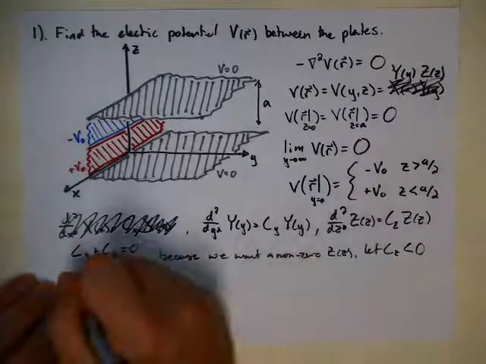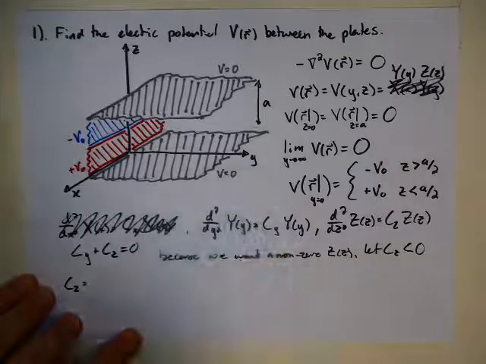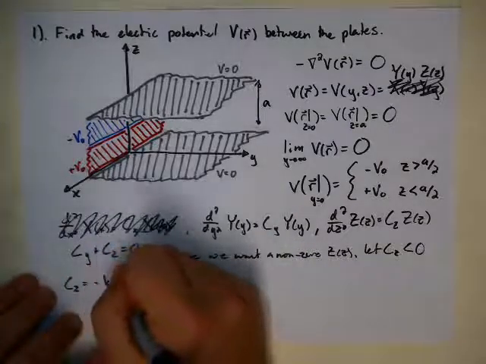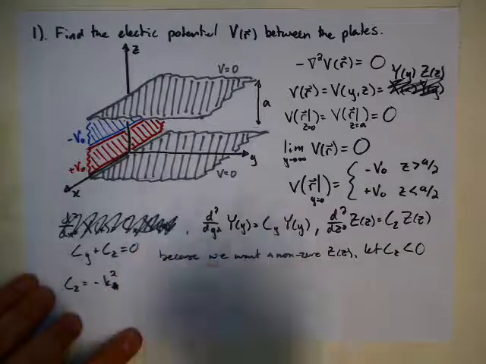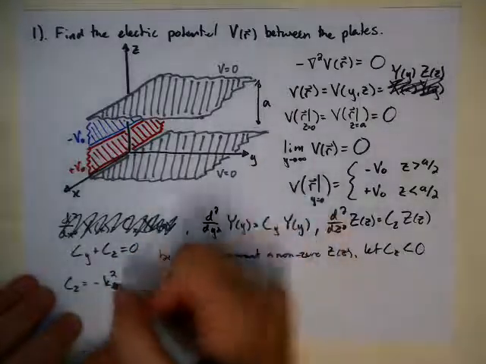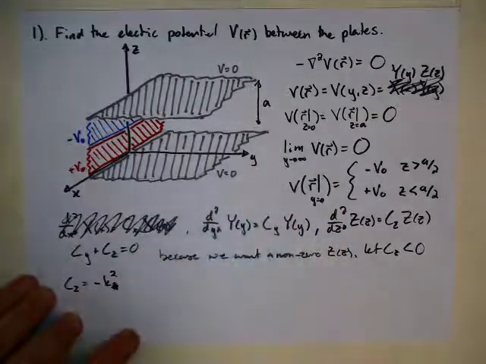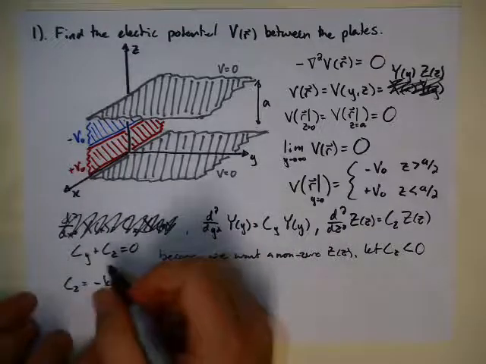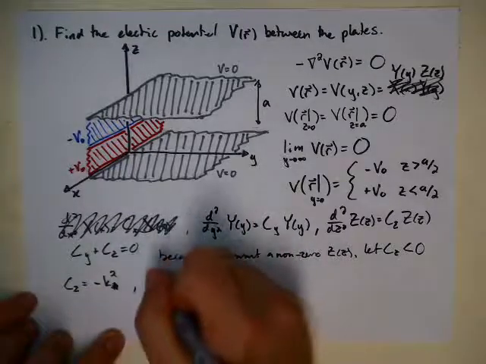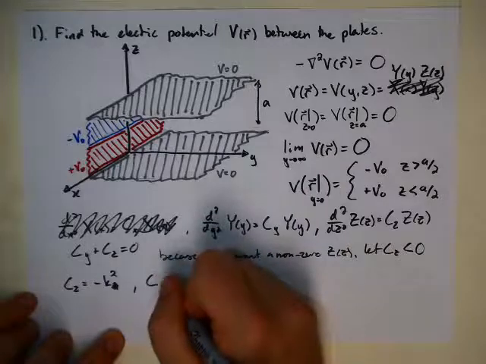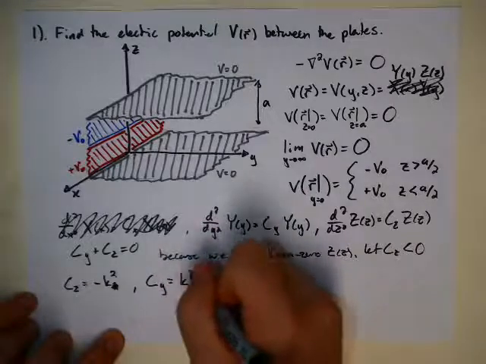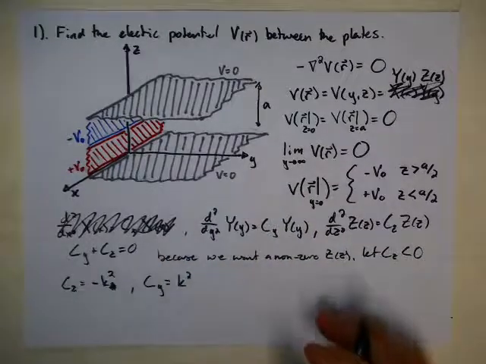That means we're going to define Cz to be equal to minus k squared, where k now can be any number. But the square of a number is always positive, so minus the square of a number is always negative. And by this condition here, Cy is going to then be positive k squared, where this is the same k.